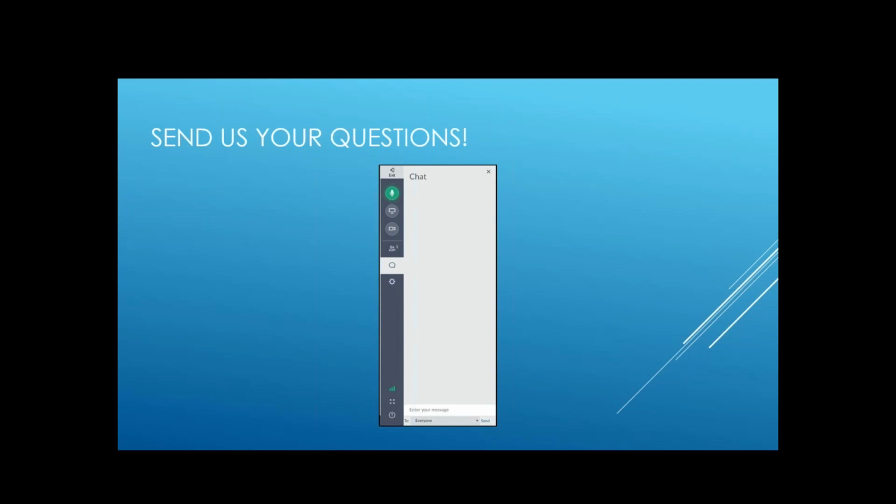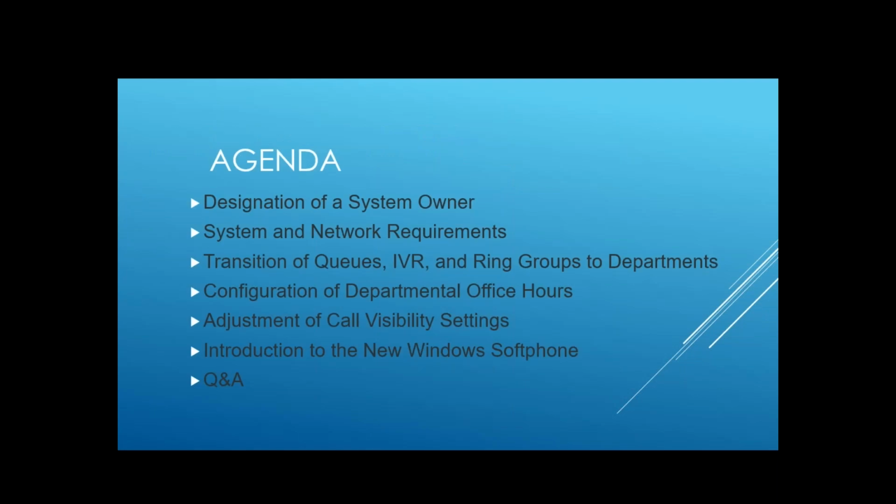So in terms of the agenda, we're going to be looking at the designation of a system owner, which is required before you upgrade to version 20. We're going to look at the system and the network requirements, transition of queues, IVRs, and the ring groups to departments, and configuration of departmental office hours. That goes with the point above, so just quite a few changes.